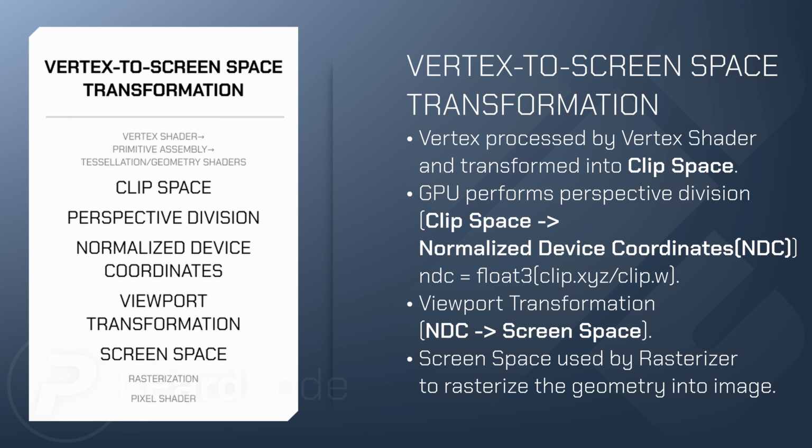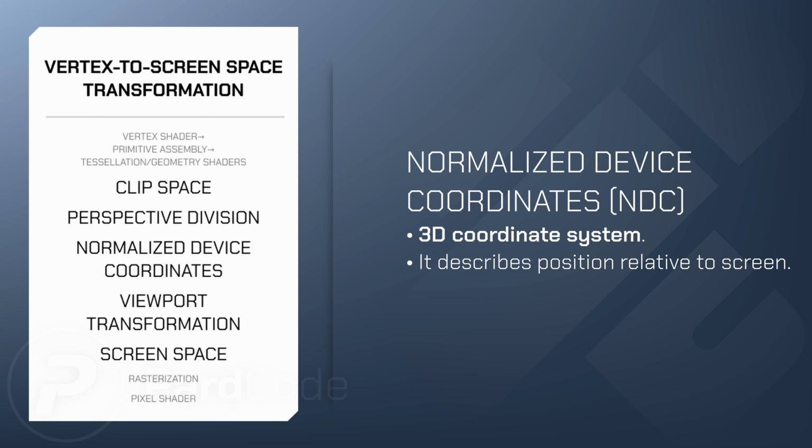Finally, these screen space coordinates are passed to the rasterizer, which determines how the geometry covers pixels and prepares those pixels to be processed by the pixel shader. With that said, to keep things simple, we would place the vertices of our triangle directly in normalized device coordinates. This allows us to bypass clip space entirely.